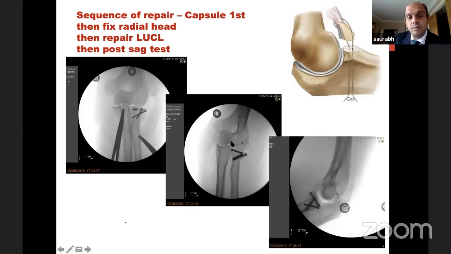So use these 3 screws here. Finally, you put an anchor for your lateral ligament. MCL never needed to be addressed. As I always say, once you've done 3 things, your capsule, your radial head, your lateral ligament, check your posterior sag. If it's not sagging, for example, you can see here, this is around 30 or 40 degrees of flexion, and there's no sag, so no need to do MCL.